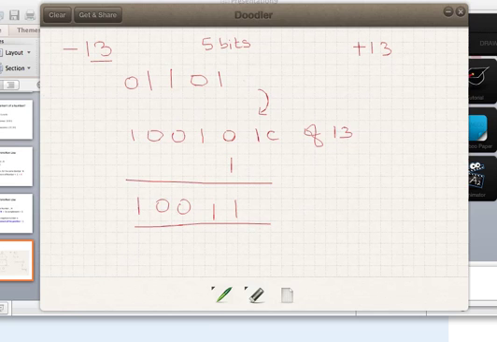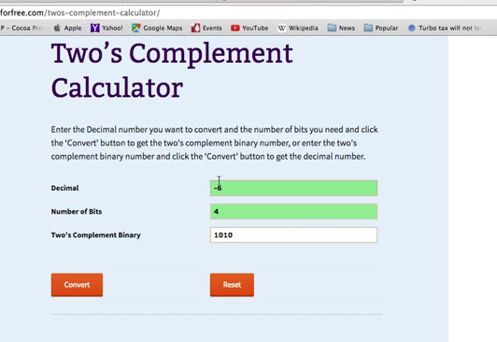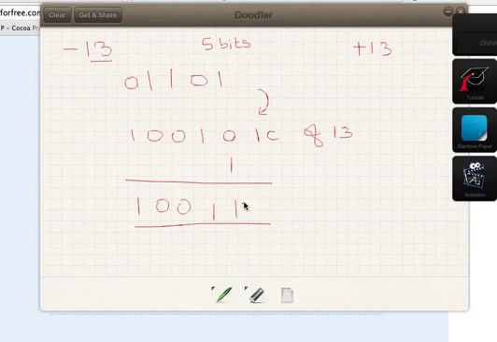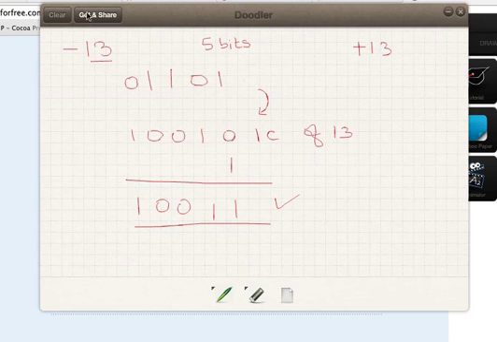Let's go back to the website, -13, and we set 5 bits. 10011. Is it what it is? 10011. Let's copy that to the PowerPoint.